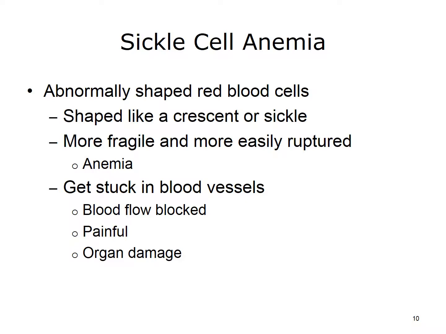Sickle cell anemia is another blood disorder. It is a disease in which the body produces abnormally shaped red blood cells. The cells are shaped like crescents or sickles. These blood cells are more fragile than normal round red blood cells and more prone to rupture. This in turn leads to anemia. The sickle cells also get stuck in blood vessels, blocking blood flow. This can cause pain and organ damage.